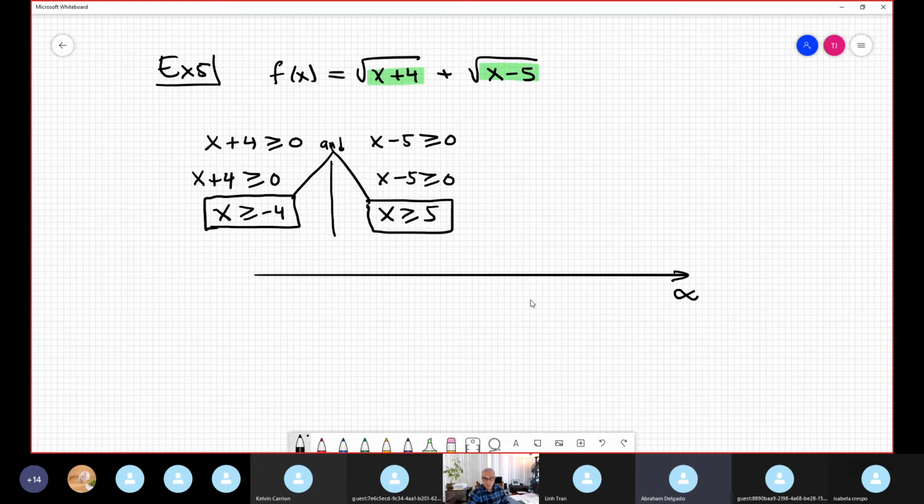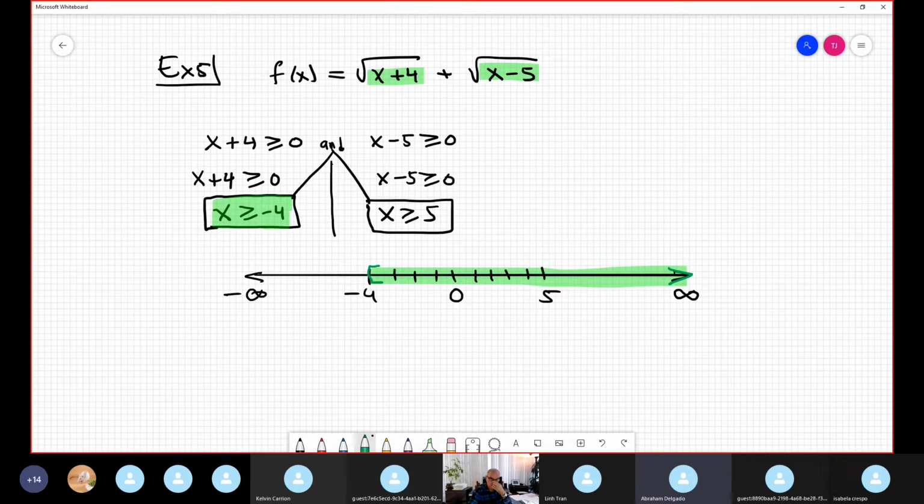This is infinity positive, infinity negative, 0 in the middle, 5 here: 1, 2, 3, 4, 5. And negative 4 is negative 1, 2, 3, and negative 4. That part is greater than negative 4. That part is this part. Okay, this continues forever, including negative 4.